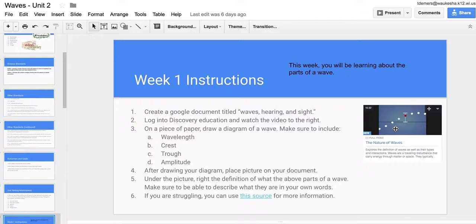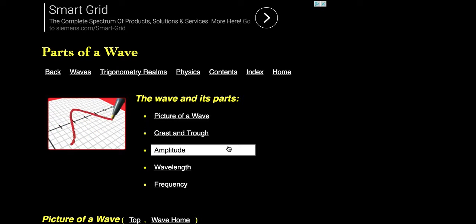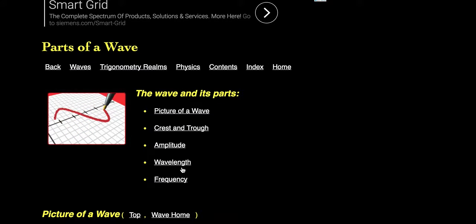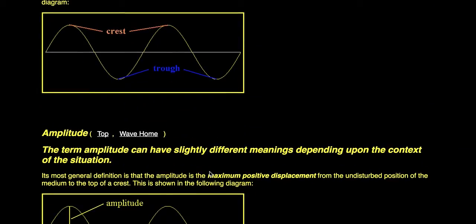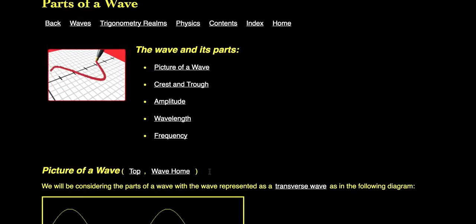And then after you draw your diagram, I want you to take a picture of that and place it onto your Google document. Underneath that picture, I want you to then write in your own words what the parts of the wave are. If you're struggling to figure out what they are just by looking at it and watching the 15-minute video, you can also use this website, which is going to be a great resource because it has the definitions as well as a picture to go with it. So it'll help you understand what the different parts of the waves are.